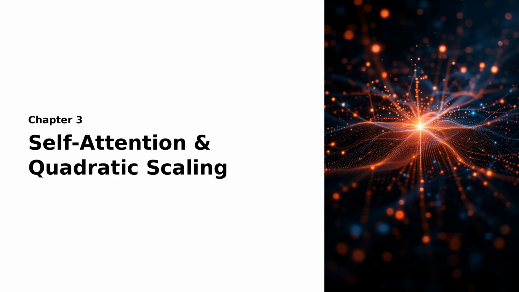In Chapter 3, we turn to self-attention and one of its biggest practical challenges: quadratic scaling. Self-attention is what lets a model compare every token with every other token in a sequence, which makes it powerful for capturing context. But that same all-to-all comparison means the computation and memory grow quickly as sequences get longer, creating a major bottleneck for large models and long inputs.